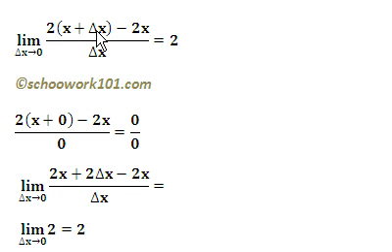So we multiply the 2 across, which gives us 2x plus 2 delta x minus 2x over delta x. And as you can see, the 2x and the minus 2x cancel out, and we're left with a 2 delta x in the numerator and a delta x in the denominator. However, because there's a delta x in the numerator and a delta x in the denominator, we can cancel those out.